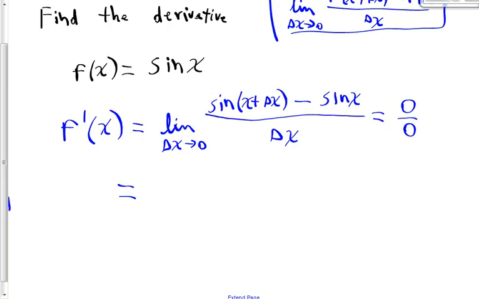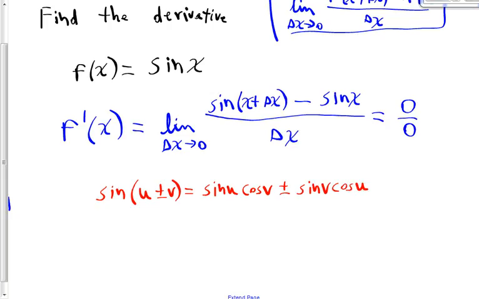So let me see. I see here that I have the sine of a sum. And I remember the sum and difference formula from trig. I believe that sum and difference formula says that if you have the sine of u plus or minus v, it is equal to the sine of u times the cosine of v plus or minus the sine of v times the cosine of u.